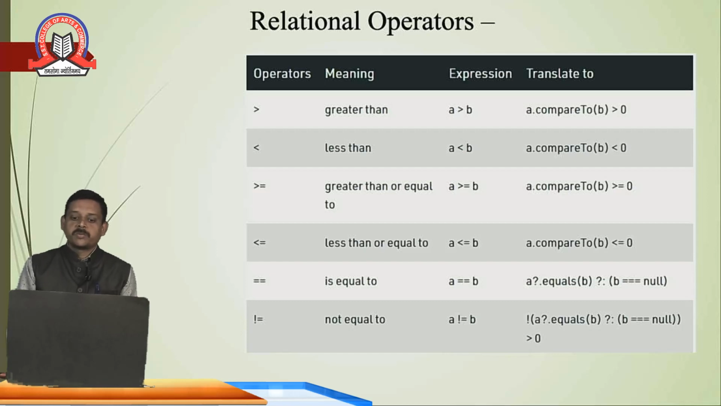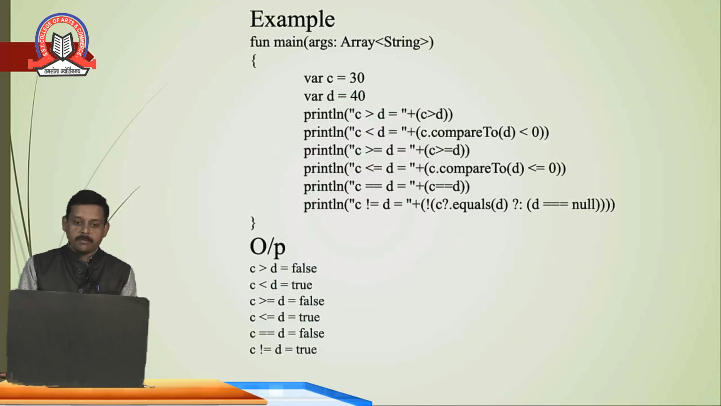So the expressions are on your screen. We can read them as a greater than b, a less than b, a greater than or equal to b, a less than or equal to b, a equal to b, or a is not equal to b. And for comparison we can use them as they are in our example or in your program. So let's go with the example.